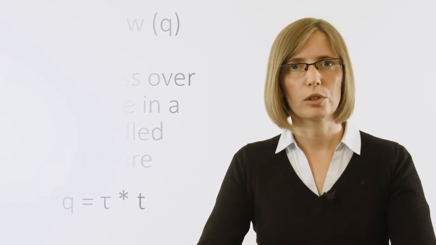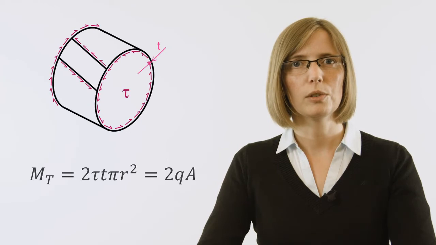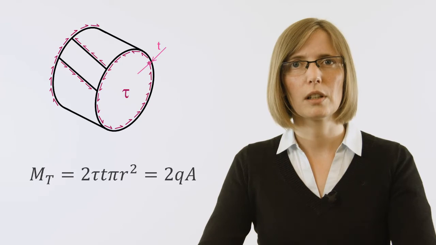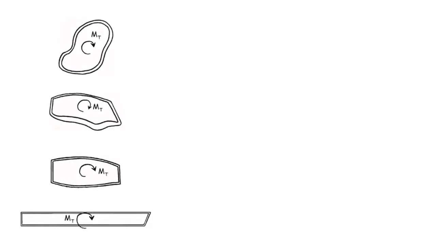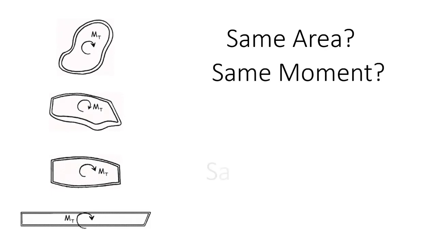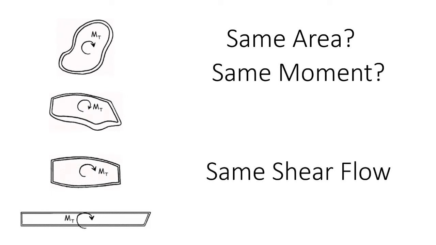For our tube, the torsional moment is equal to twice the shear flow times the enclosed area of the tube. Or, vice versa, our torsional moment causes a shear flow that is only dependent on the enclosed area A. This relationship can also be derived for other shapes of closed thin-walled structures. When the enclosed areas of the structures are equal, and an equal torsional moment is applied to the structure, then the shear flow will be the same for all these structures, independent of their shape. These closed sections are called torsion boxes, as they can resist torsional deformation efficiently.